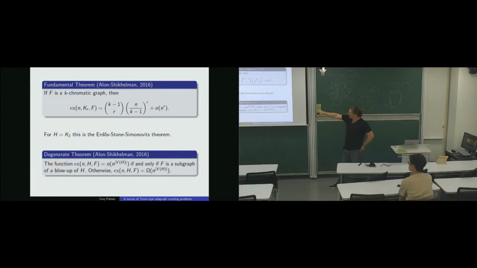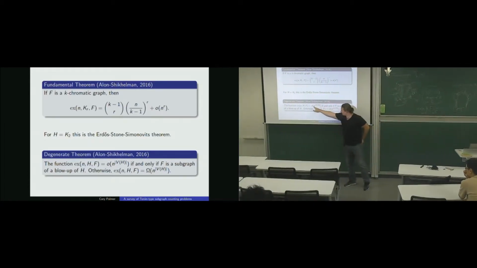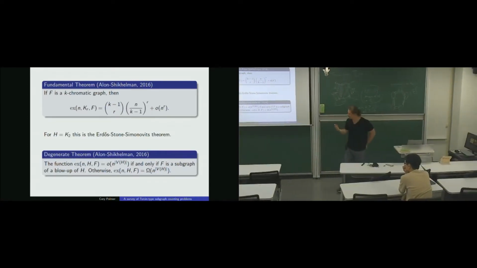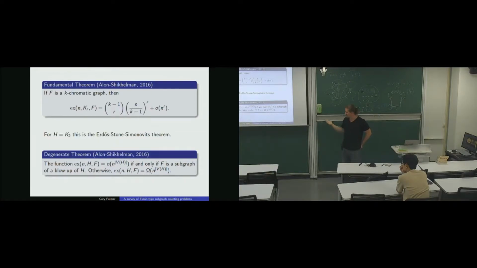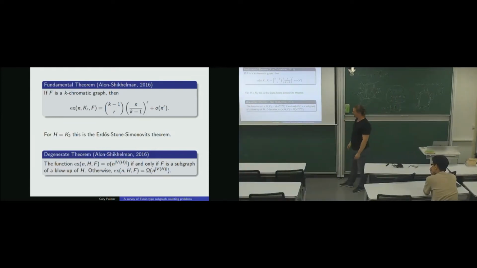But this degenerate theorem tells us at least when the order of magnitude of this function, H versus F, is not n to the number of vertices of H. This n to the number of vertices of H is, of course, as order of magnitude, the clear upper bound. You can't have more than n to the size of H copies of H, right? Each vertex, you have that many choices. But what I want to know is when does it drop below that max range?